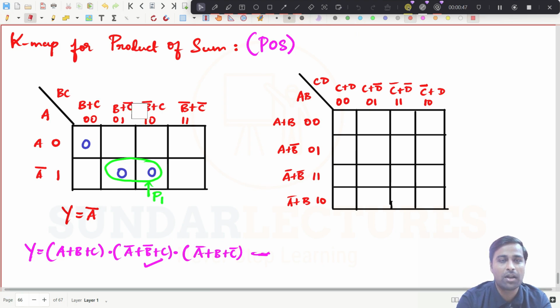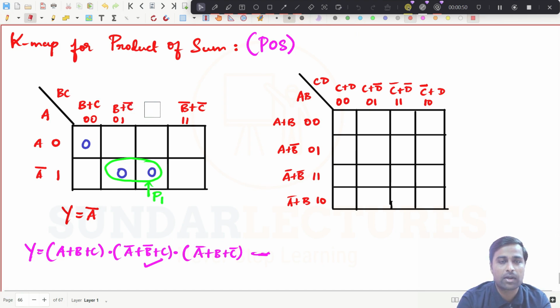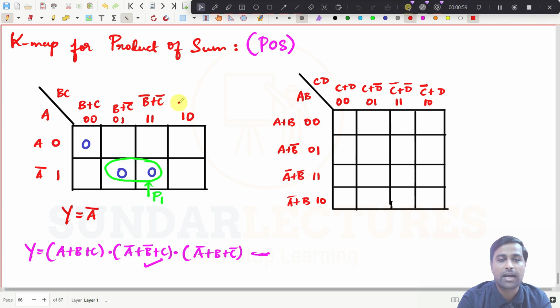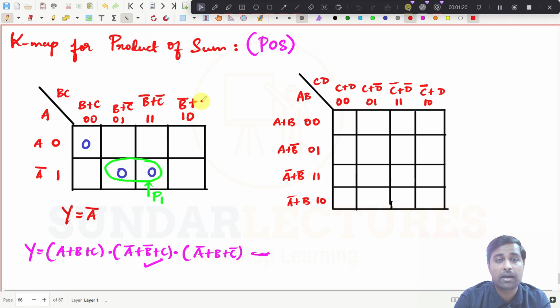What do I have to do now? See here, this is not 1011. This is 1110, right? So this will be B bar plus C bar, and this will be B bar plus C, right? So what is the common term in these two? In these two, C bar is the common term, right? C bar is the common term. So I can put plus now. Okay, fine. This is B bar plus C, right?